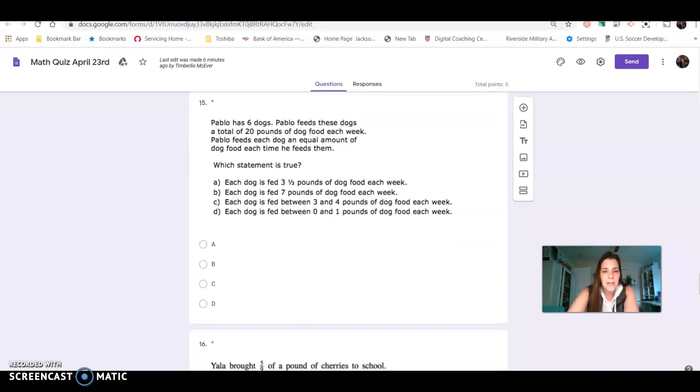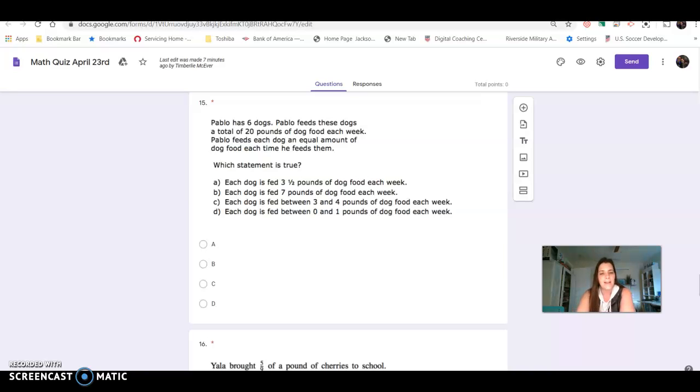15. Pablo has 6 dogs. Pablo feeds these dogs a total of 20 pounds of dog food each week. Pablo feeds each dog an equal amount of dog food each time he feeds them. Which statement is true?